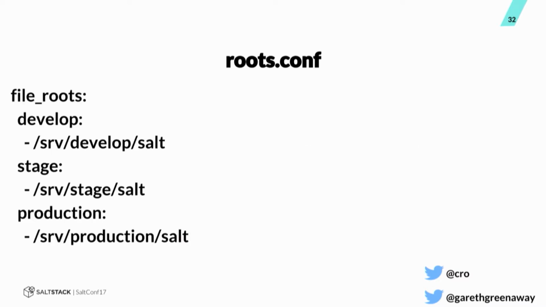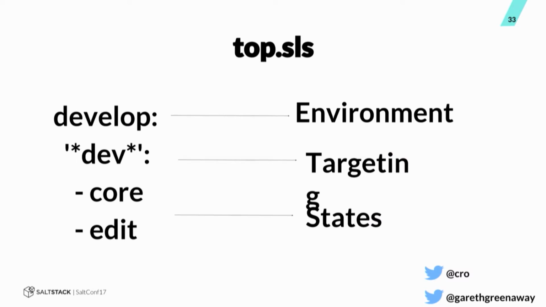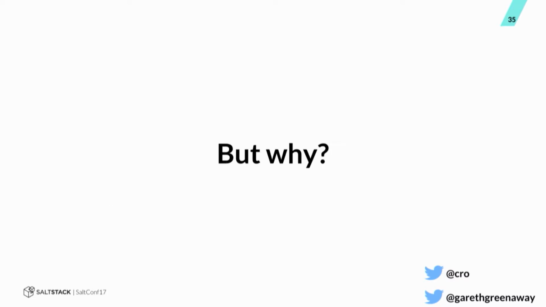So in this case, why are salt environments useful? Here's a typical file roots config using environments. In this case, we have a develop environment, a stage environment, and a product environment, and they all have different locations for states. And here's an example of a top SLS using those environments. In this case, it's the dev environment. We're targeting any machine whose minion name has dev in the name, and there are the states that we're using.